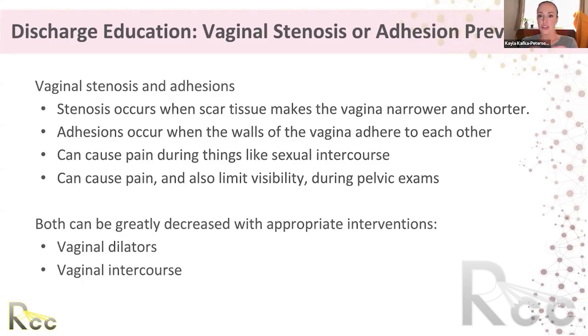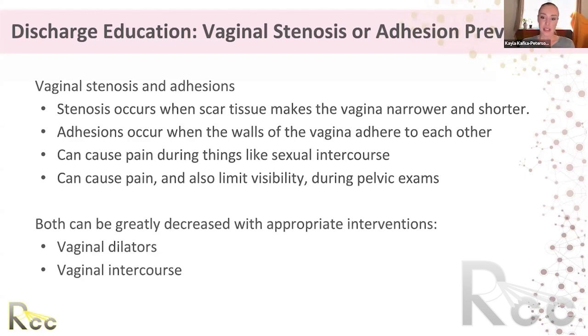Stenosis occurs when scar tissue makes the vagina narrower and shorter. And then adhesions is when the walls actually stick together. And this can cause pain during things like sexual intercourse, but also it can cause limited visibility during pelvic exams. And our physicians need to be able to assess for recurrence, assess what's going on. And we want the patients to not be really uncomfortable during it. So it has many purposes to prevent this.